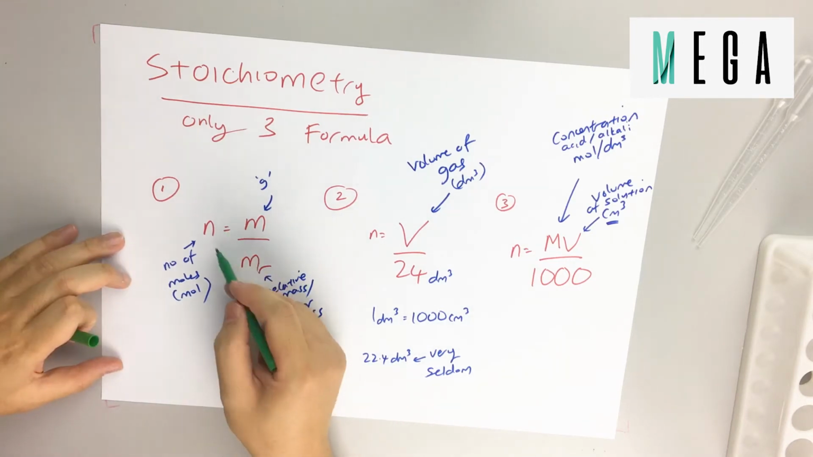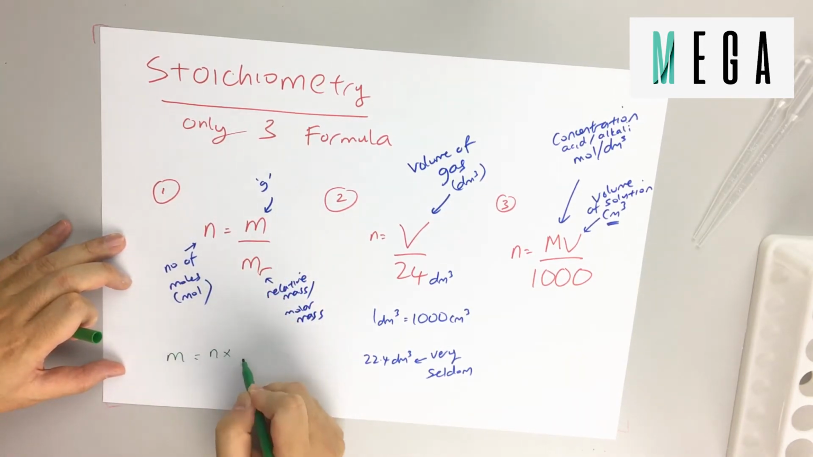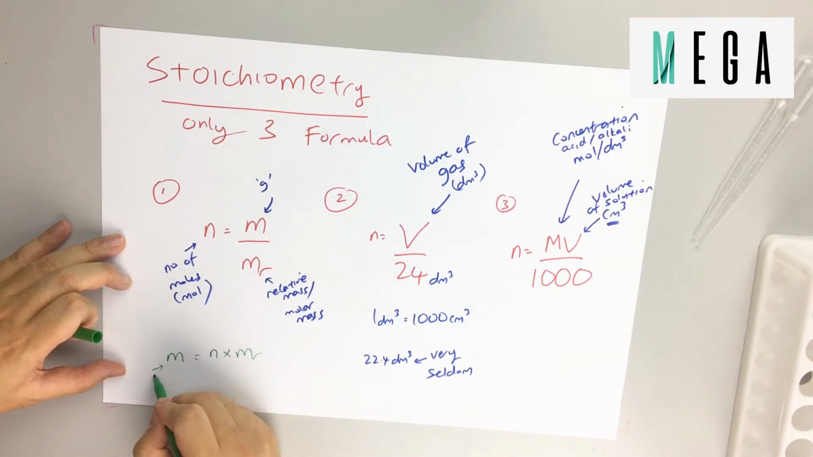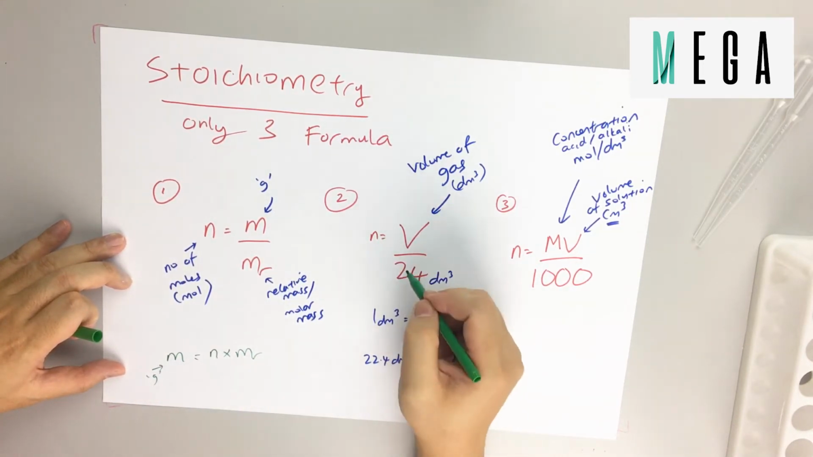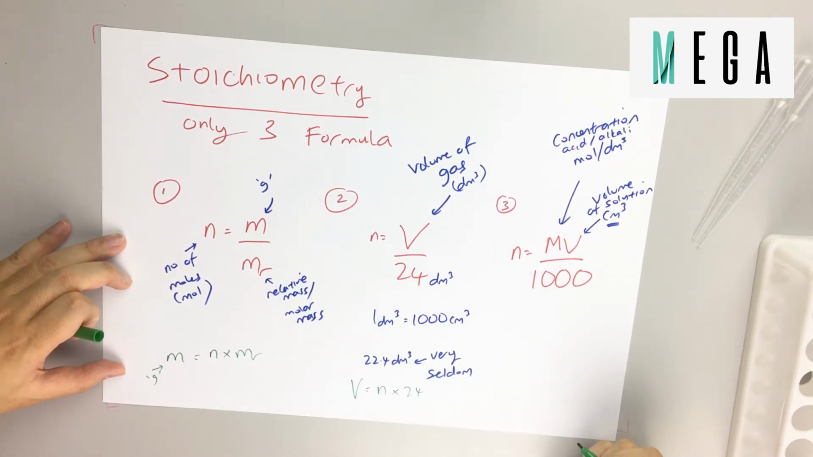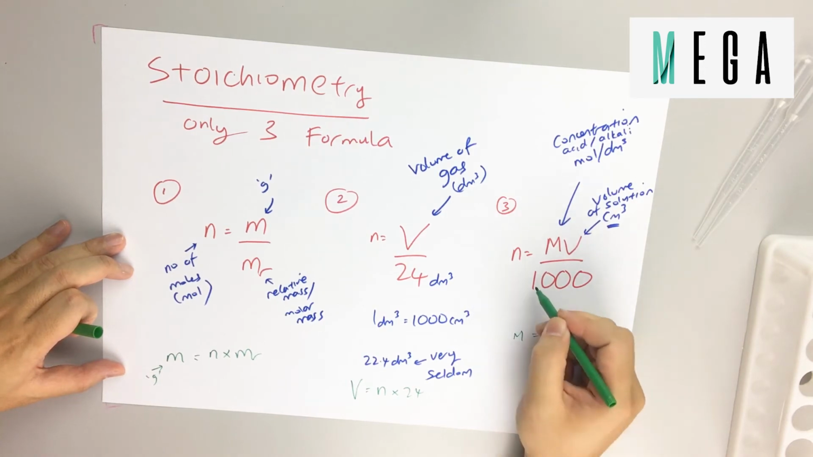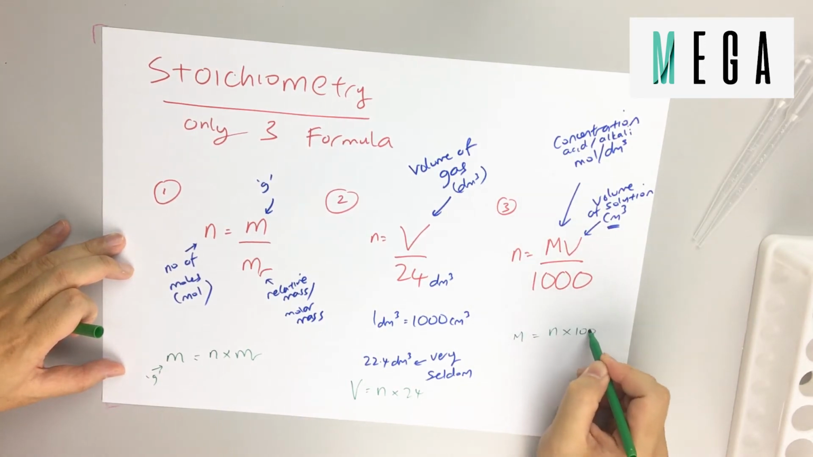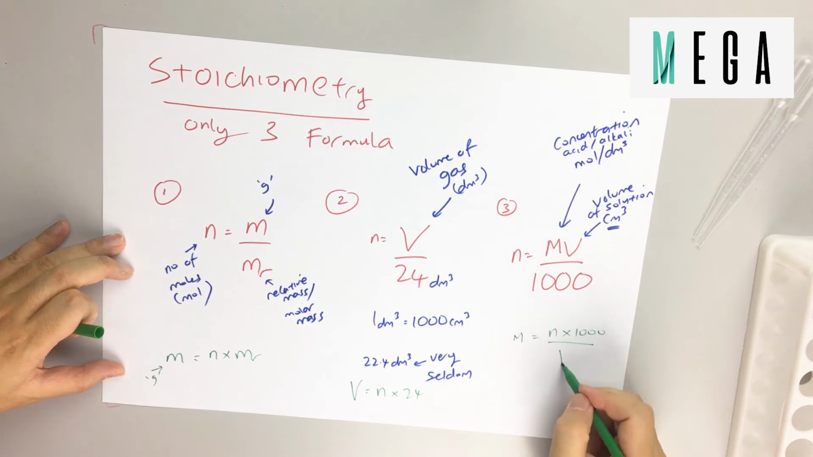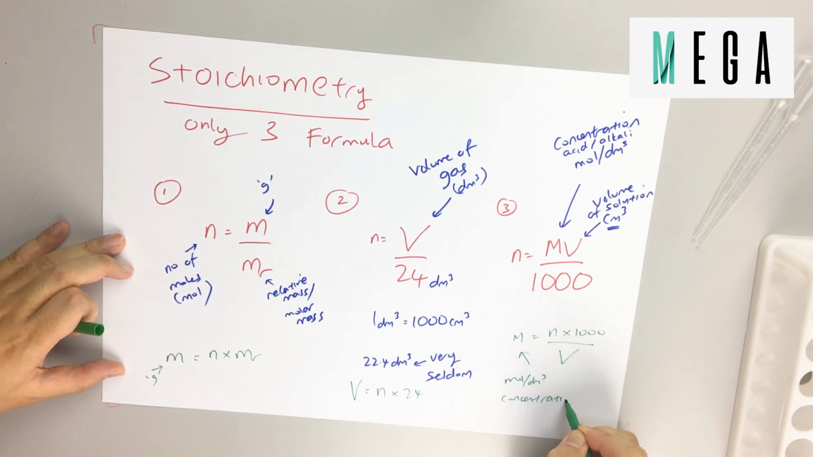So once you have these 3 formulas, you can convert and find mass. You just times over: n times Mr is equal to the mass in grams. And if they ask for volume of gas, you just times over: n times 24. And when they ask for molarity or concentration, just rearrange the formula: n times 1000 divided by V. So remember, capital M is mole per dm cube. So whenever you see this unit, recall this formula.